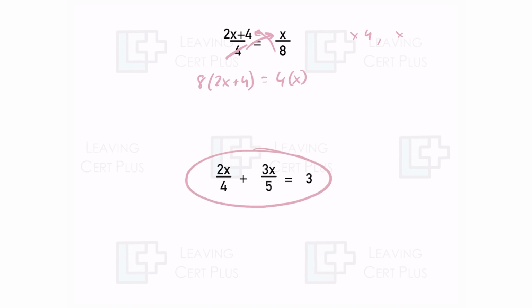Looking at this situation here, I can't just multiply the 4 by the 3x and the 5 by the 2x and forget about these fractions, because they're being added together. I need to come up with a common denominator of 20. So then it's the 5 by the 2x, that's a 10x, 4 by the 3x, which is a 12x, and that's equal to 3, and I continue on the question from there.